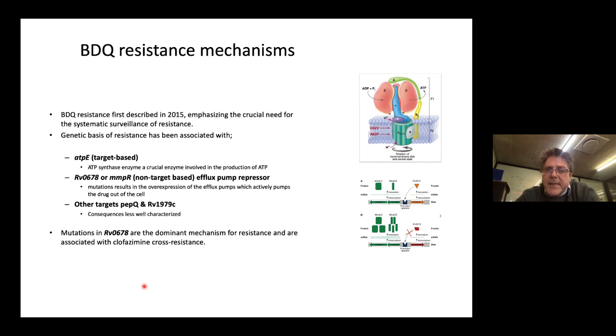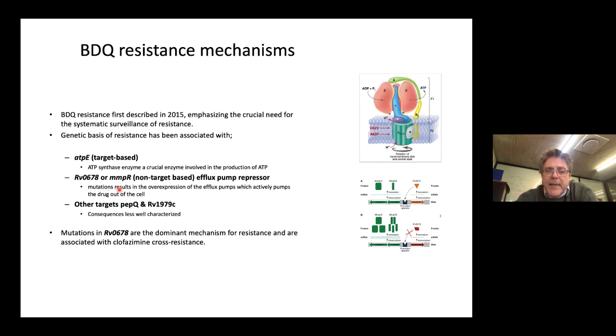Turning to bedaquiline resistance mechanisms, it was first described in 2015, so about 3 years after the approval from the FDA. On the genetic basis of resistance, there are 3 different mechanisms by which Mycobacterium TB can develop or acquire resistance to bedaquiline. The first is an ATPE target-based mechanism. This results in high level resistance to bedaquiline, but is fairly rare. The second mechanism is the Rv0678 efflux pump repressor, which is a much more common mechanism of acquiring resistance to bedaquiline.